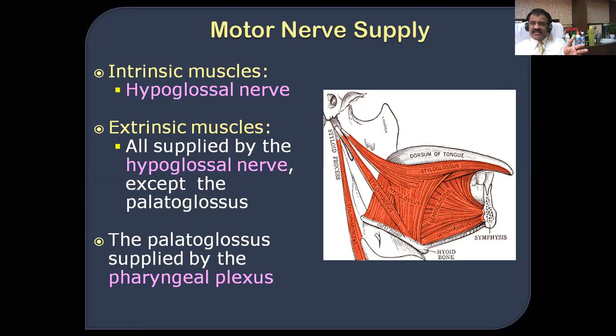The 11th cranial nerve has 2 parts, and I told you that this is the cranial accessory nerve. You can see the cranial part of the accessory forms the pharyngeal plexus, and this supplies the palatoglossus muscle. So palatoglossus is the only exception as far as the nerve supply of the tongue is concerned. Out of 8, 7 are supplied by the hypoglossal and 1 is supplied by the accessory nerve, that is palatoglossus. You can see all those muscles here in this diagram.